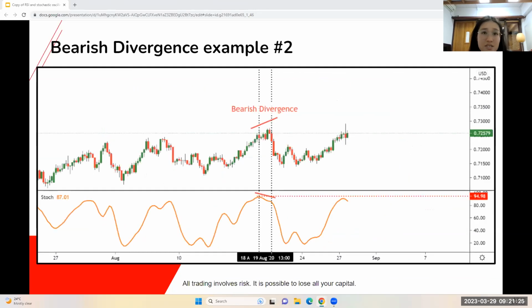Okay, let's move on to our next example. So for this example, we have a bearish divergence. If you take a look at the points that I've marked out, from here to here on our price chart, we have price making a higher high. However, on our stochastic chart, on the same time frame, price made a lower high. So this is a bearish divergence, and we're expecting price from this level on the 19th of August. After this, we're expecting price to drop, which you can see it did drop.